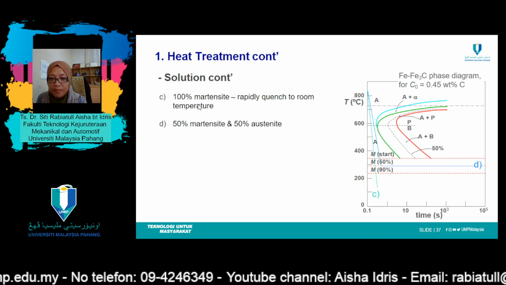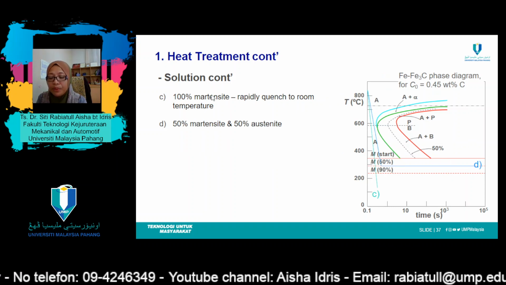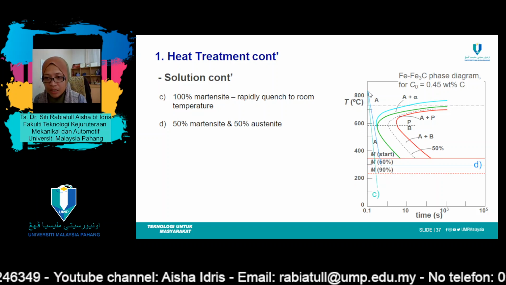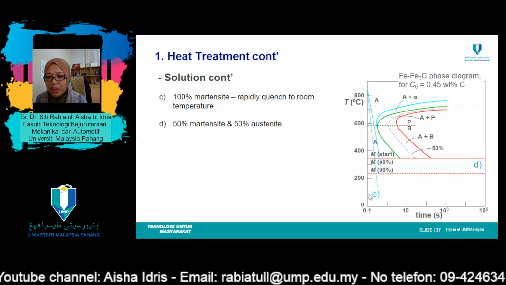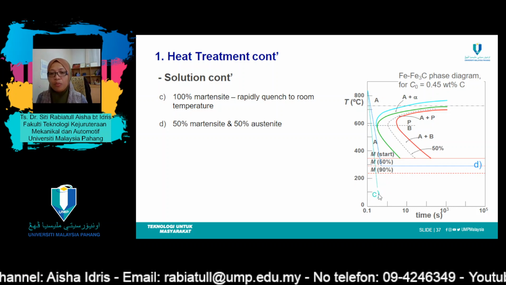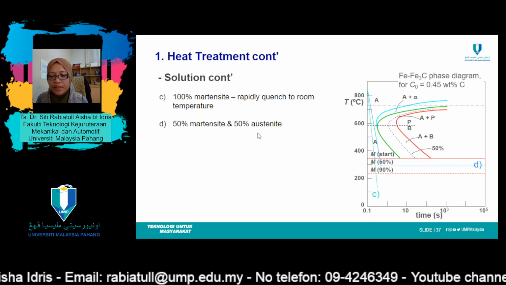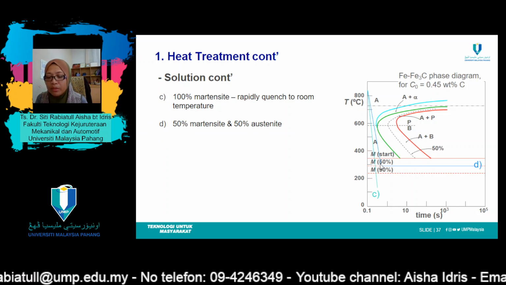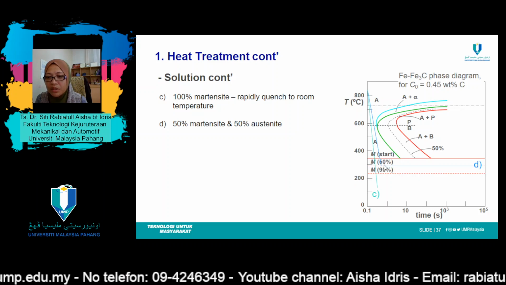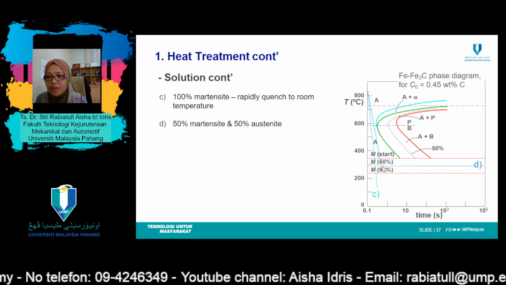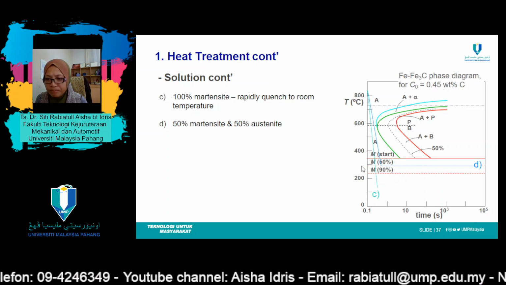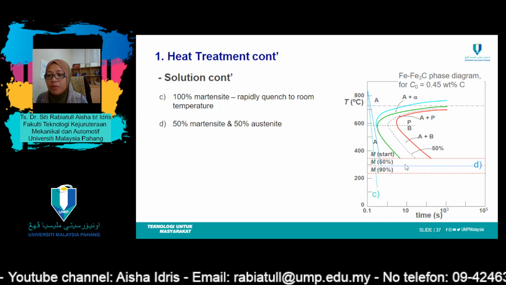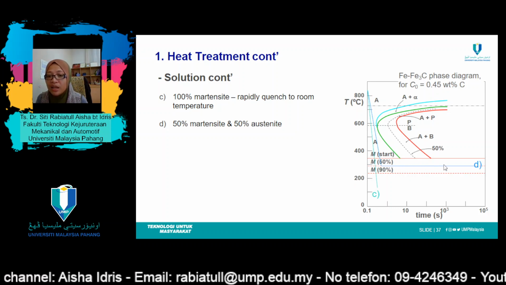After that, 100% martensite. 100% martensite can only be produced from rapid cooling from the austenite temperature to room temperature, so it straight away forms 100% martensite. If you want to form 50% martensite and 50% austenite, which is question D, then still rapid cooling, but a bit longer, until it reaches this line, at a temperature around 300 degrees C, then it will start to form 50% martensite and 50% austenite.